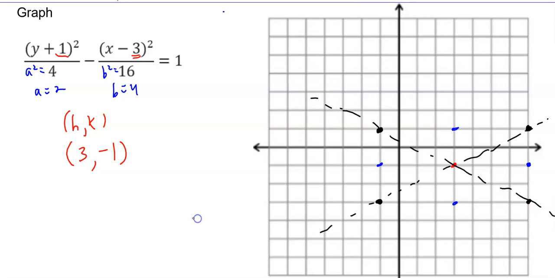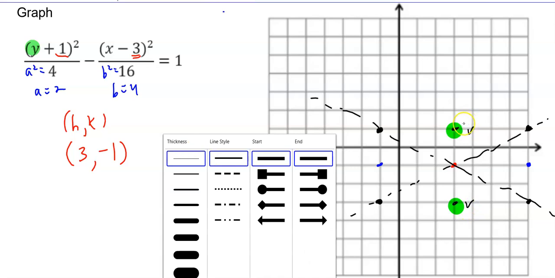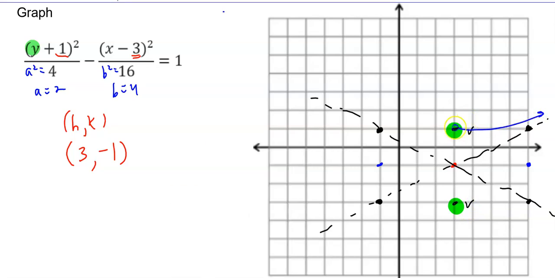Identify the vertices. Let's see, y is the first term, so that's vertical. So it's got to be the 2 vertical points. Those are the vertices. So that's a vertex. That's a vertex. And let's just go ahead and graph it, right? So it looks something like this. It just goes through those points and approaches the asymptotes.